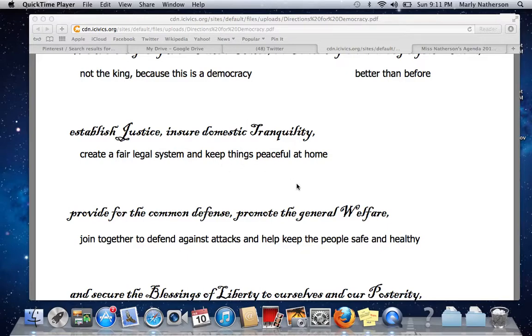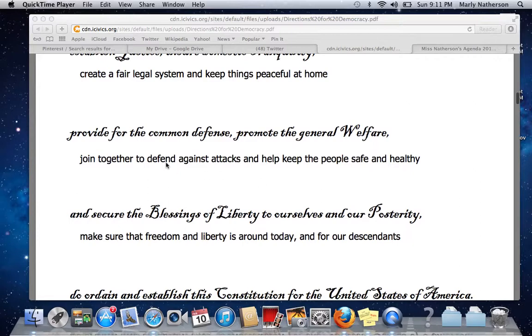In order to keep things peaceful, we're going to do 2 things. We're going to provide for the common defense, and we're going to promote the general welfare. So, provide for the common defense just means we're going to defend ourselves if we're attacked. And then general welfare means the safety and the healthiness of the people. So we're going to keep our people safe and healthy.